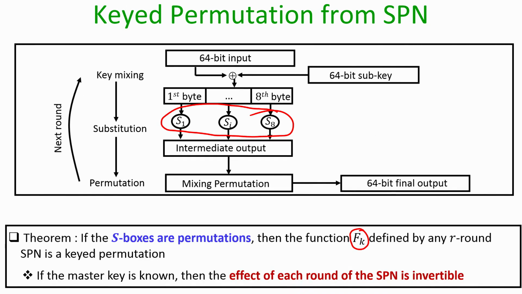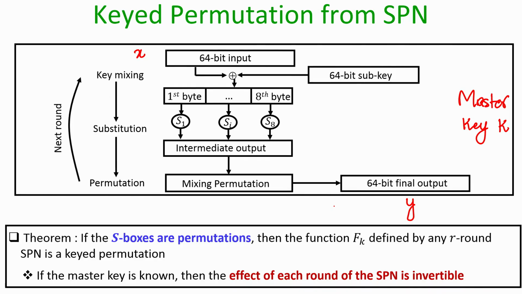And the proof for this simply follows from the fact that at the receiving end, if the master key is also known to the receiver, then the effect of each round of the SPN is invertible. For instance, imagine that the sender has used an input x and it has operated an R round SPN and it has obtained a value y, and imagine that the receiver knows the value of y and it also knows the master key k, right. Now, the goal of the receiver is to uniquely go back from the output y to the input x.